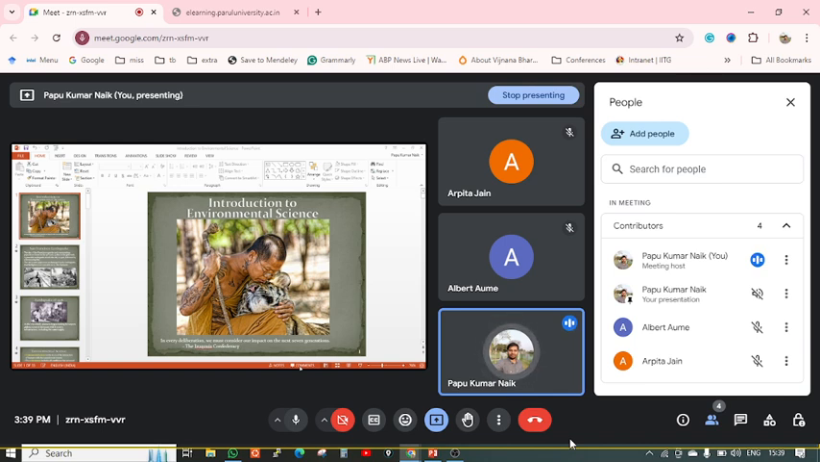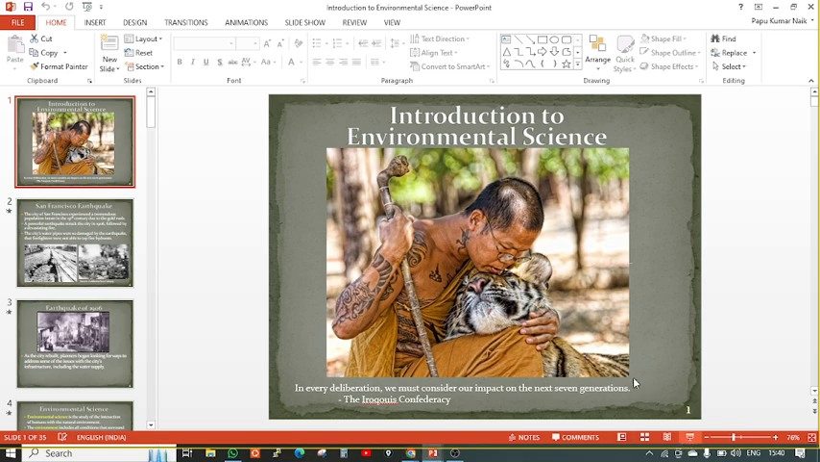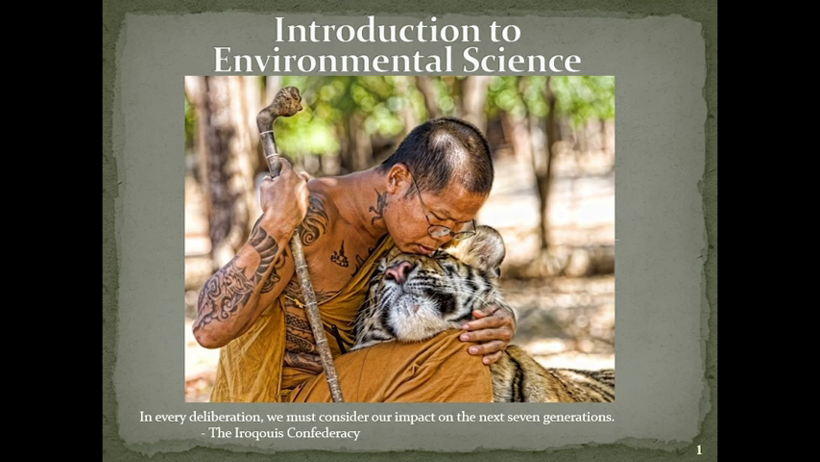So let's go into some detail on what the different issues are and how they can be addressed with the help of environmental science. As you see in this figure, this is a Buddhist monk who is holding a tiger. This is an emotional picture. That means our emotions are related to other animals.